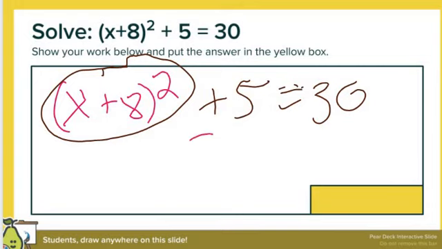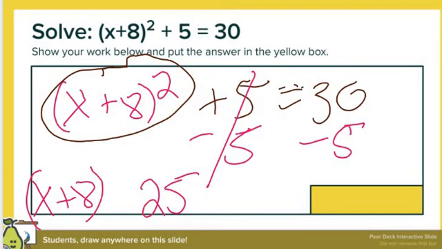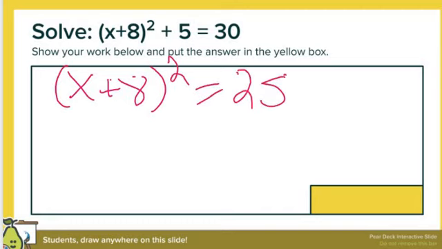So I'm going to minus 5 on both sides because that's the inverse. This cancels. 30 minus 5 is equal to 25. And I have x plus 8 squared equals 25. Now I'm also going to clear this because I need to put it up here so I have more room. x plus 8 squared equals 25.